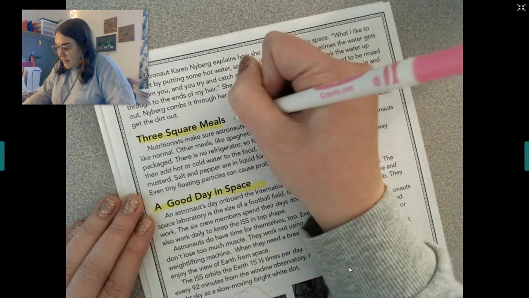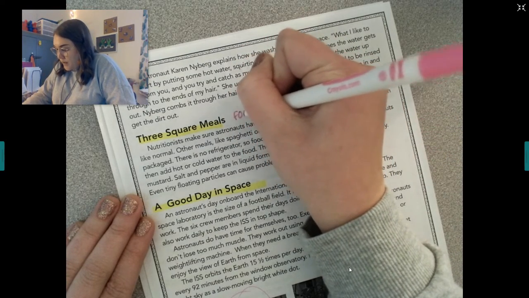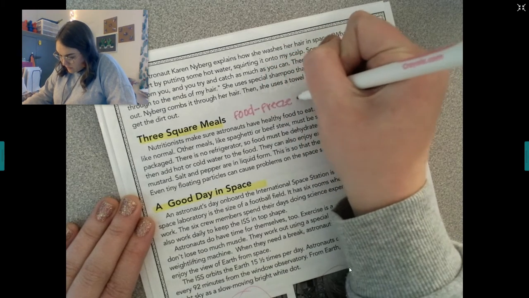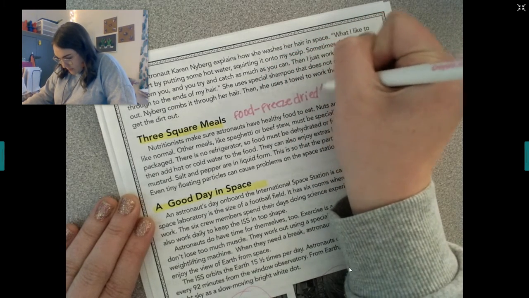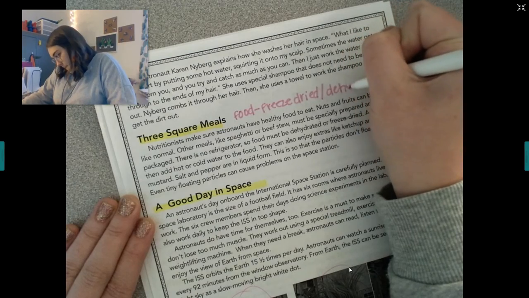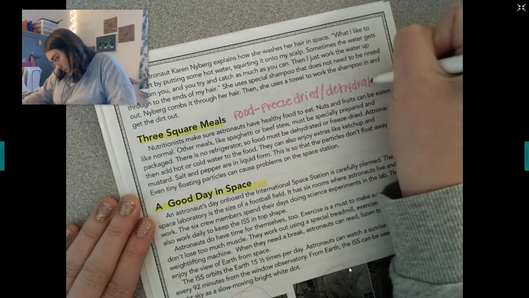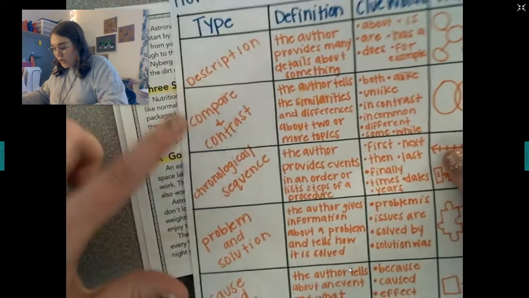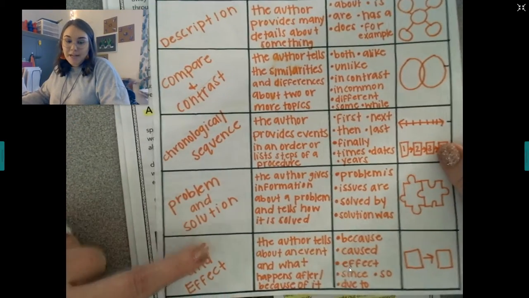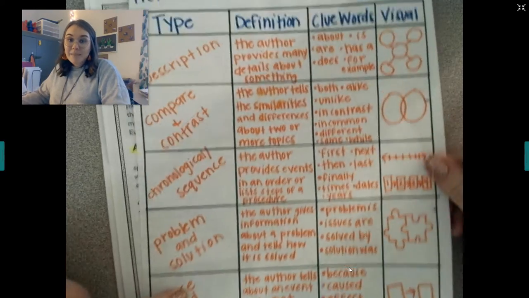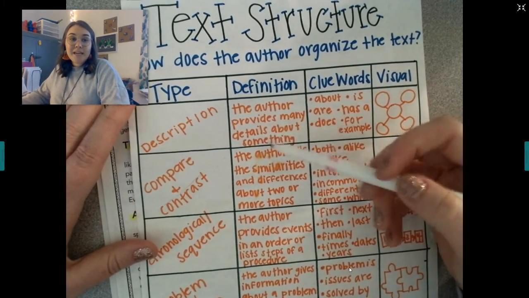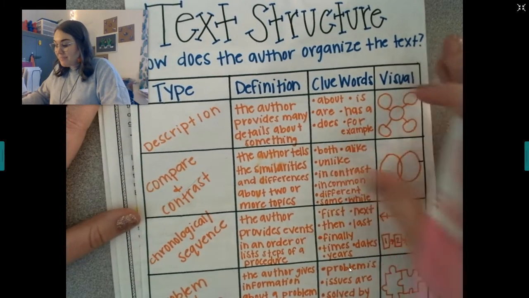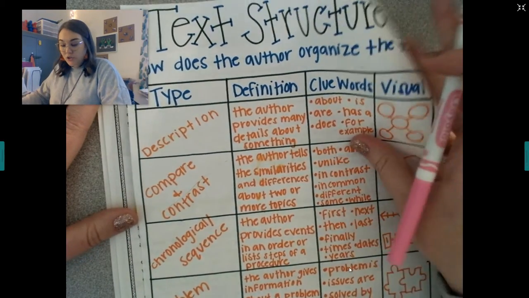So I'm going to say this talks about the food. It's mainly freeze-dried or dehydrated. Okay, let's read our last one. I'm noticing with my text structure that I don't have a problem and I don't have an event. I'm just being given many details about one thing. So I'm thinking our text structure is going to be description.